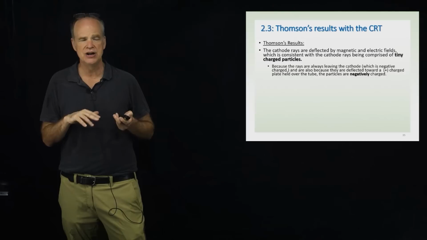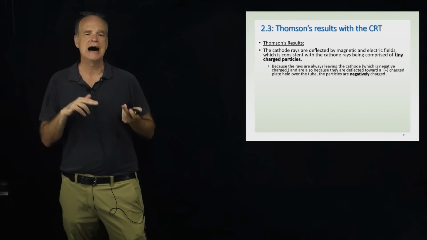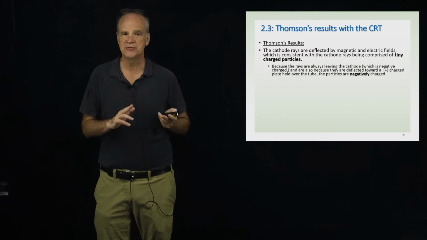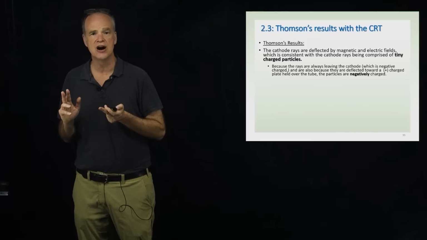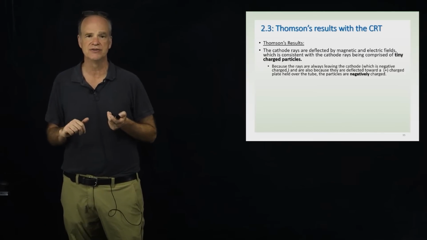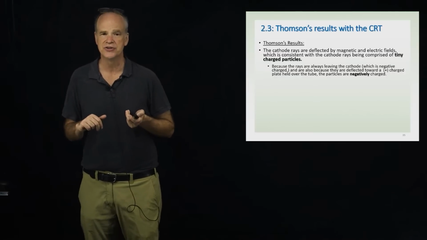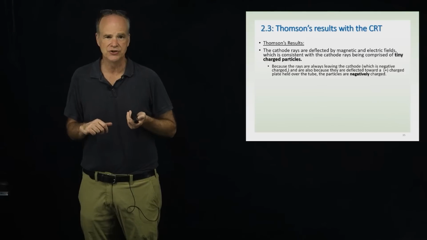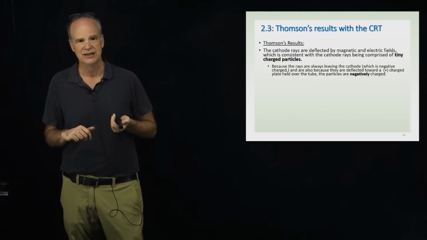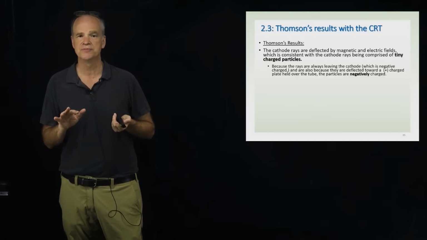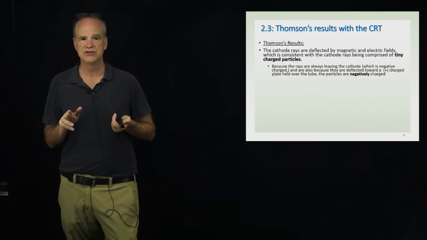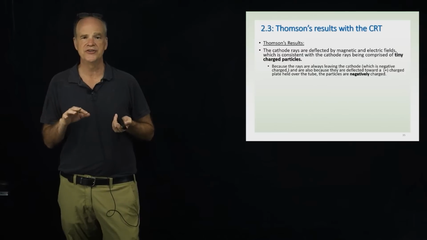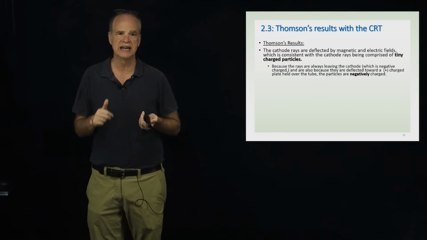As you may already know, like charges repel, opposite charges attract. So if the cathode is negatively charged, you might expect that the particles that left the cathode are repelled by the cathode and are also negatively charged. Also, he noted that those cathode rays, those particles, were deflected in the direction of the positively charged plate. And so that is another indication that those particles in the cathode ray are negatively charged. Also, the data he collected by applying a magnetic field was consistent again with those particles being negatively charged.